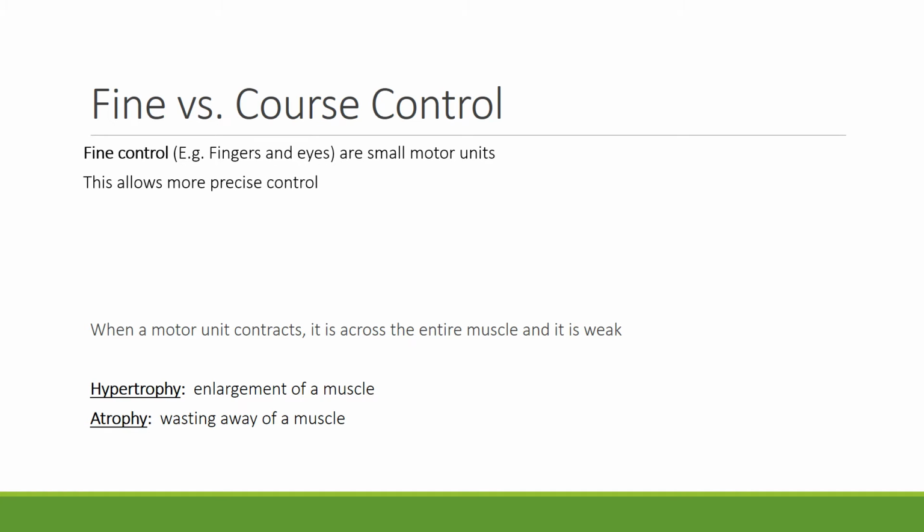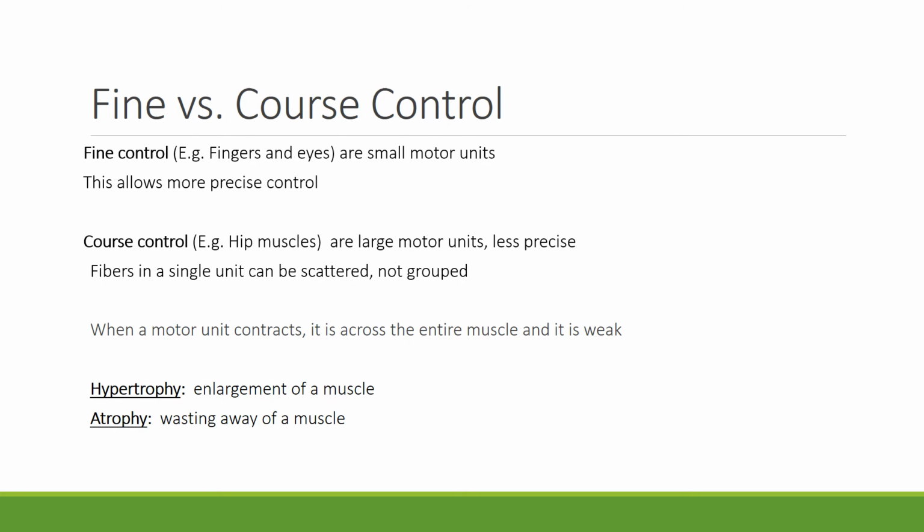Fibers in a single unit can be scattered, they don't have to be grouped. When a motor unit contracts, it contracts across the entire muscle and it's weak. Two other terms that are important to know are hypertrophy, which means enlargement of a muscle, and atrophy, which means wasting away of a muscle.